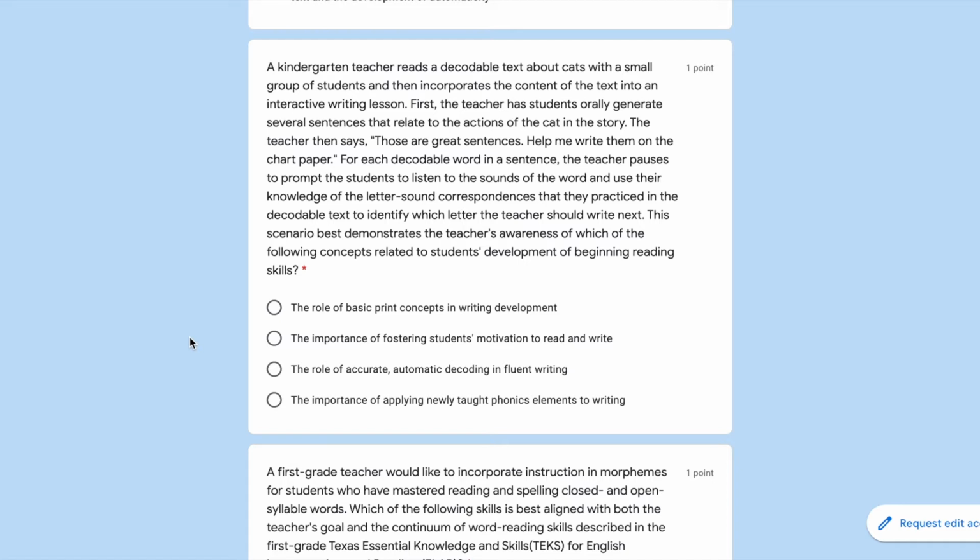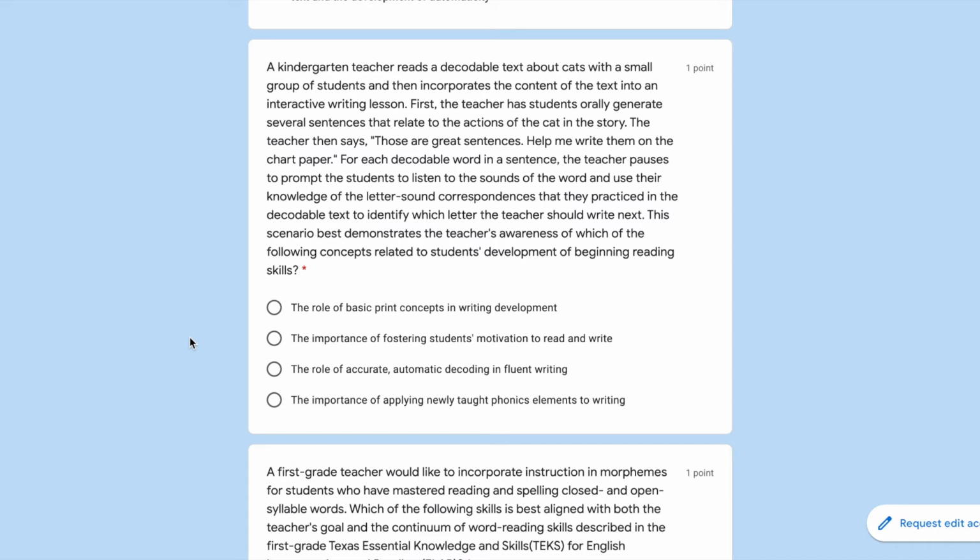For each decodable word in a sentence, the teacher pauses to prompt the students to listen to the sounds of the word and use their knowledge of letter-sound correspondences that they practiced in the decodable text to identify which letter the teacher should write next. It's kind of a cool activity. This scenario best demonstrates the teacher's awareness of which of the following concepts related to students' development of beginning reading skills.